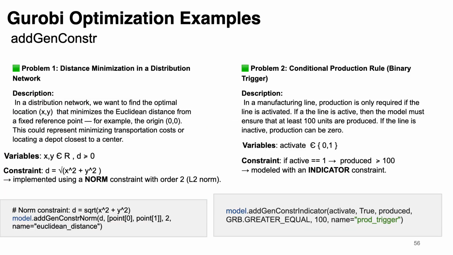Now we bring everything together and build the constraints for our first 2 examples. For problem 1, distance minimization, we need to mathematically tie the distance variable d to the x and y coordinates. We do this by implementing a NORM constraint with order 2, which is the standard L2 norm. The code reads model.addGenConstrNorm, passing d as the result, our point vector as the input, and 2 for Euclidean distance. For problem 2, the conditional production rule, we need our binary trigger. We mathematically link the active state to the produced volume using an indicator constraint. The code reads model.addGenConstrIndicator, stating that if activate is true, then produced must be GRB.GREATER_EQUAL to 100.